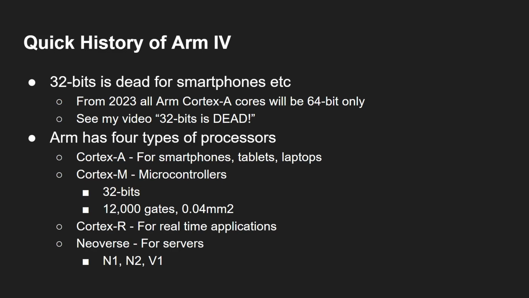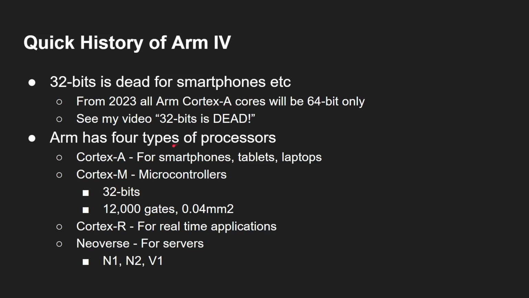Now, a couple of other things worth mentioning. First of all, for Cortex-A processors, 32 bits is dead, and that basically means the processors we find in Android smartphones. So from 2023, all ARM Cortex-A cores will be 64-bit only. In fact, iPhone processors have already gone 64-bit only, so that's ARM-compatible processors designed by Apple have already gone 64-bit only. And I have a whole video called 32 Bits Is Dead, where I look at what that means in the history and what it means in terms of compatibility, if you're interested in finding out more. But it's important, this is for Cortex-A processors.